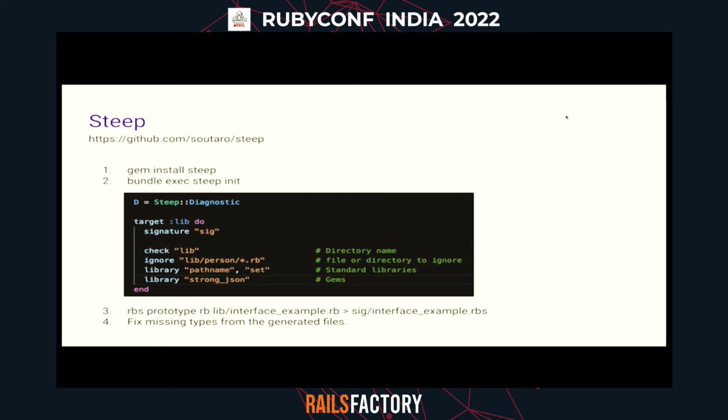So the Ruby team itself has developed a tool called Steep. Using Steep, we can do the type checking, right? Again, it's a simple process. You can just install the gem, and you can do steep init. So what happens when you do steep init? It generates the Steepfile in the root of your project.